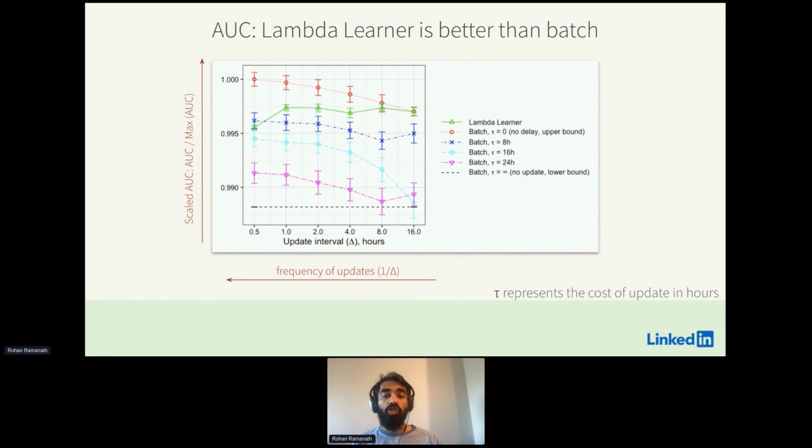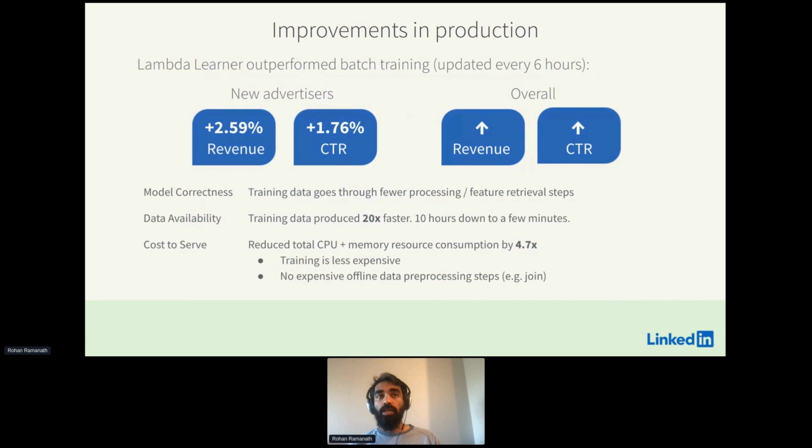Lambda Learner is the solid green line, and it outperforms all the batch variants except for the theoretical upper bound. And even in that case, it gets really close as the update interval increases. Now, in practice, that update interval for us was 6 hours, and that was our baseline that we were competing against. So in the real production system, Lambda Learner outperformed this batch model, especially improving performance in both revenue and engagement on newer advertisers, which was our original goal.